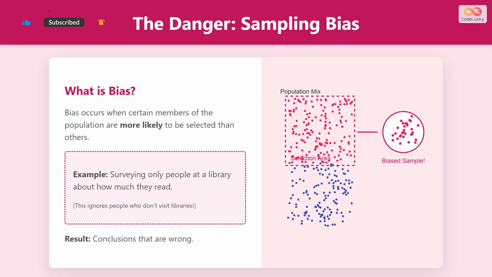If a sample isn't representative, we call that sampling bias. This happens when certain members of the population are more likely to be selected than others. For example, if you only survey people at a library about reading habits, you ignore everyone who doesn't visit libraries. This leads to incorrect conclusions.